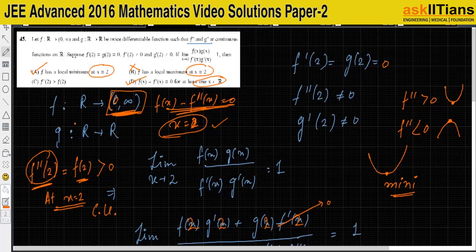Option B is incorrect. And here it says that f double dash 2 is greater than f2. That's not correct, it's equal to. So this is not correct. So the correct answer in this case would be A and D. For this question, A and D are correct. This was a very easy question. I think those who gave JEE might have definitely done this question in the exam.